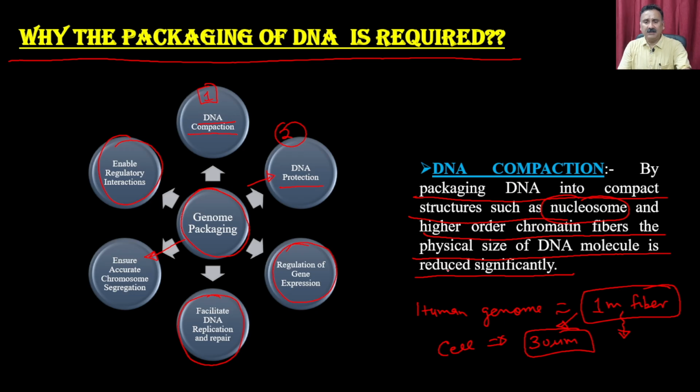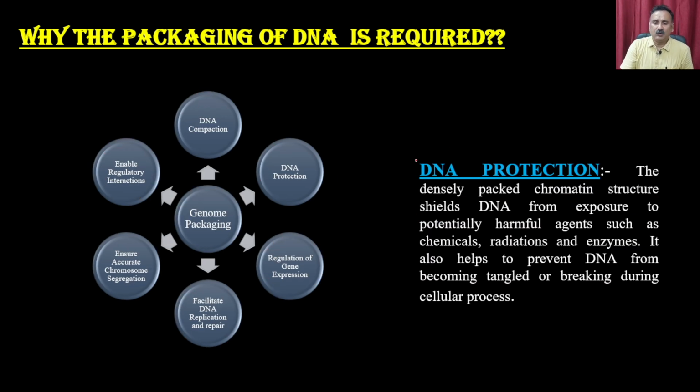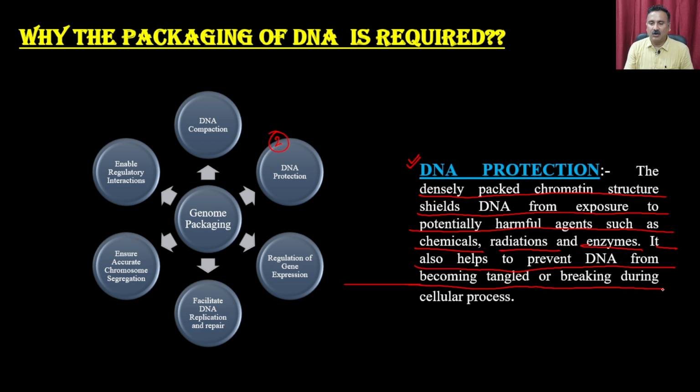Then the second is that it provides protection to the DNA. The densely packed chromatin structure shields the DNA from exposure to potentially harmful agents such as chemicals, radiation and enzymes. It also helps to prevent the DNA from becoming tangled or breaking during cellular processes.